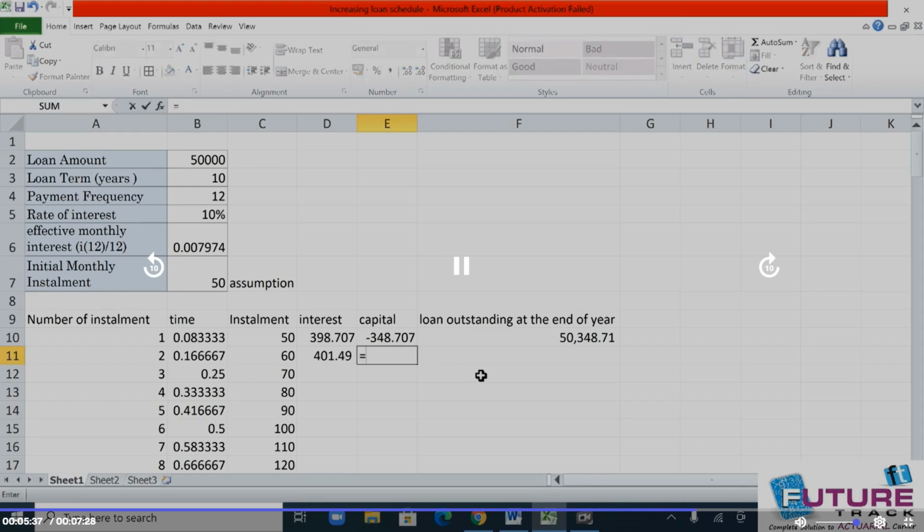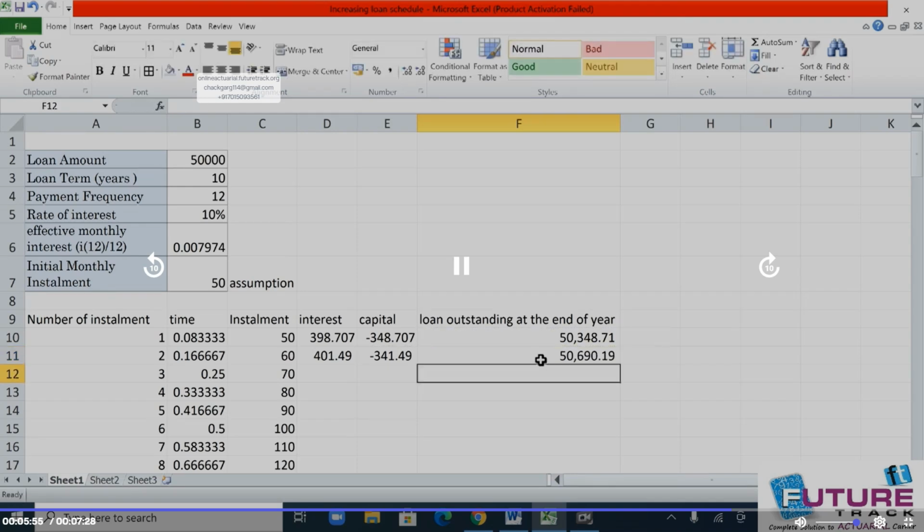Now capital is what? This minus this. We get, see, the reducing capital. Again, how do we find the loan outstanding? This is my last loan outstanding minus this capital. So we get this as my loan outstanding.